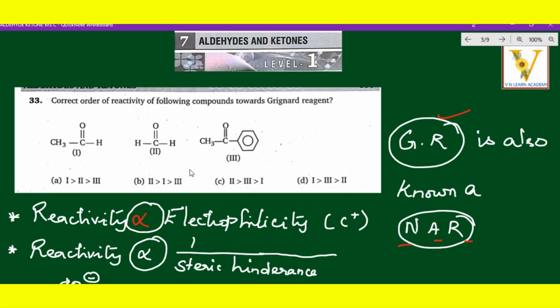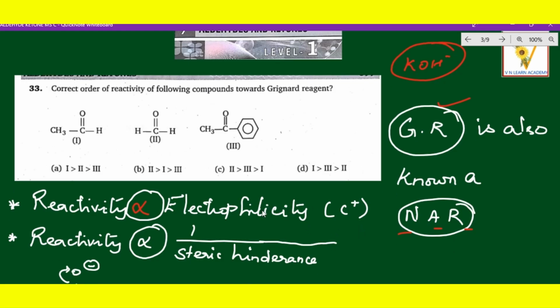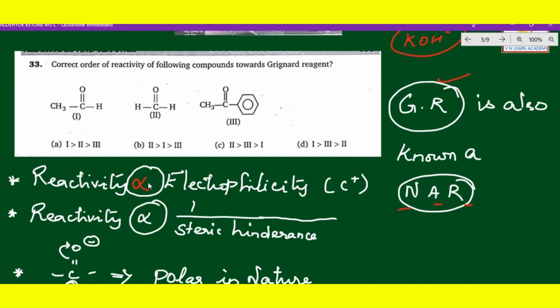Let us check. Whenever we go for a nucleophilic addition reaction, and the Grignard reagent is one of them, even OH minus, which is electron rich, follows these ideas. So the reactivity is directly proportional to electrophilicity, that is, positive carbon, the carbocation character. And reactivity is inversely proportional to steric hindrance, that is, more carbon atoms together at that point, right?